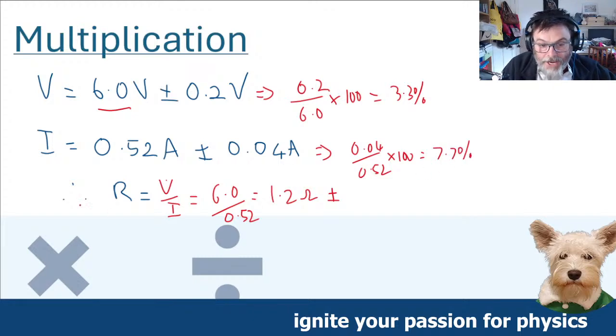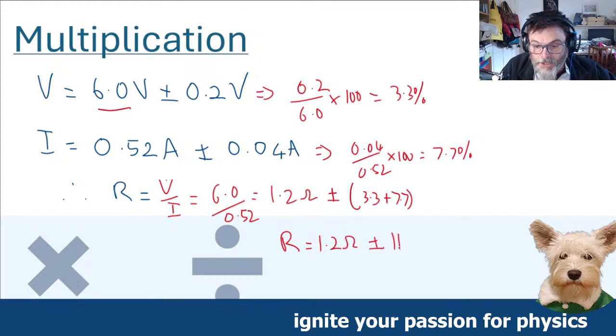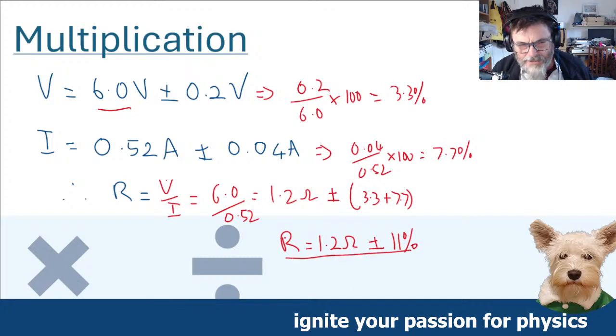So the total error on the value of our resistance is going to be 3.3 plus 7.7, which I'm sure you can see is going to be 11. So our answer for the resistance then is 1.2 ohms plus or minus 11%. Now you can see that 11% is beginning to get quite significant. So just call it 10. So in other words, there's an uncertainty of 10% either way on that figure of 1.2.